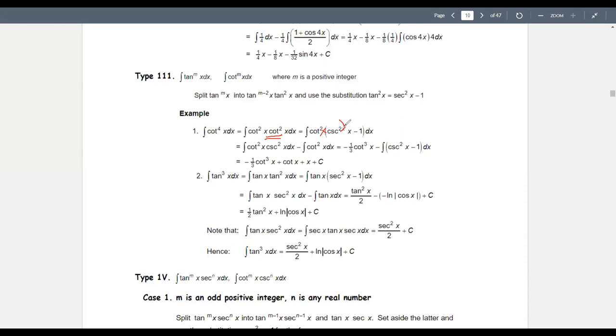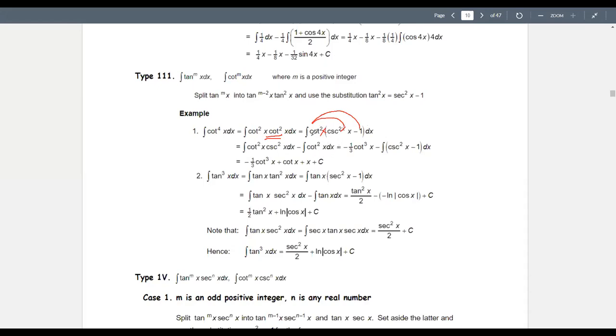If you distribute the cotangent squared of x to cosecant squared x minus 1, these will be the two terms that you will be yielding. The cotangent squared x times cosecant squared x is the first, and the cotangent squared x is this one. Okay, it's just cotangent squared x times minus 1, so it's just still cotangent squared x.